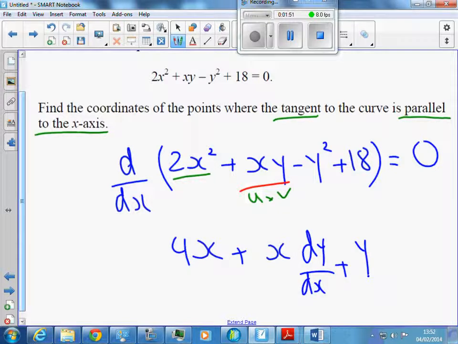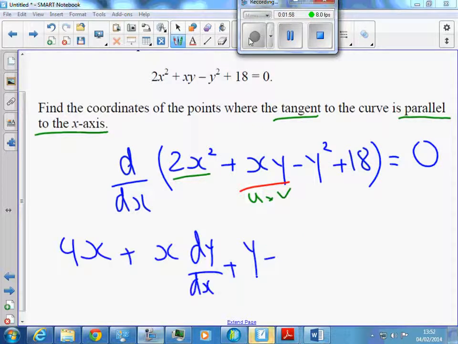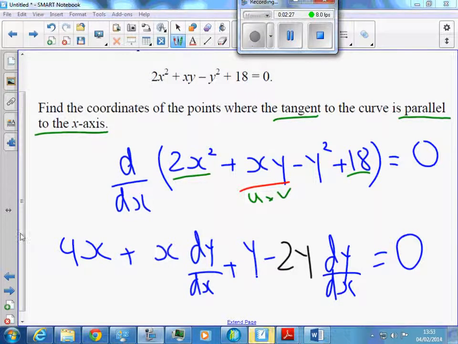So it's just y, minus the derivative of y squared. So the derivative of y squared with respect to x, again, the rules of implicit differentiation, we differentiate it with respect to y, so it's just 2y, and then dy by dx. The derivative of any constant with respect to x is just 0. Okay, so the 18 becomes 0, and the right hand side is still 0.